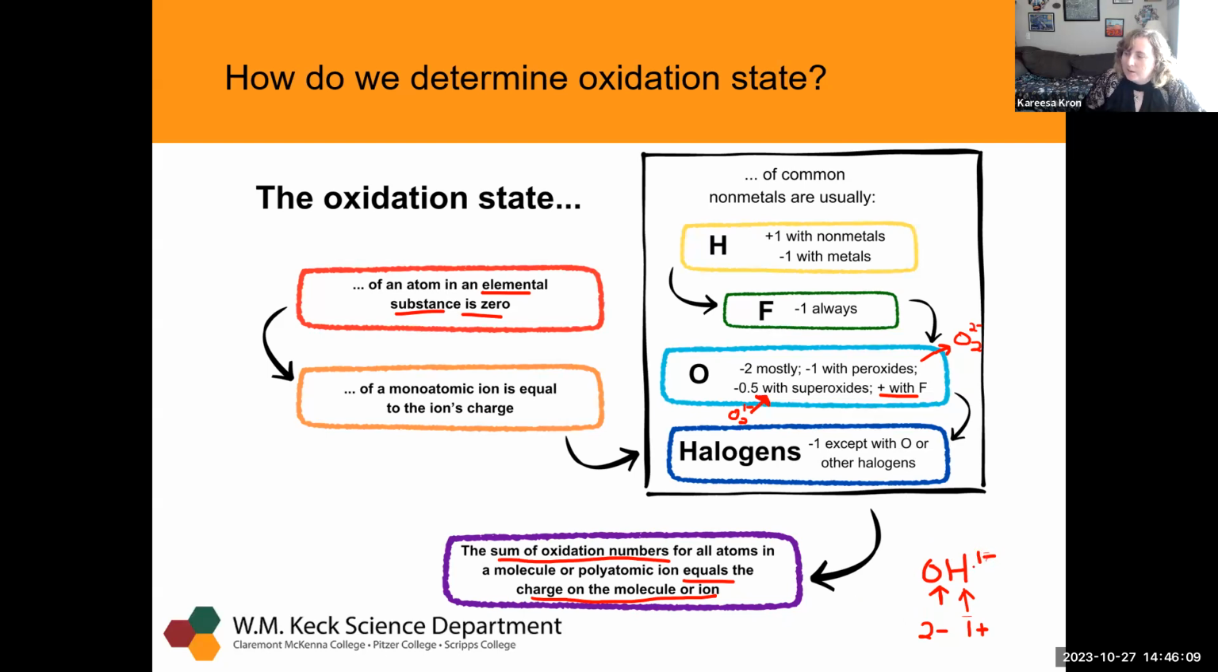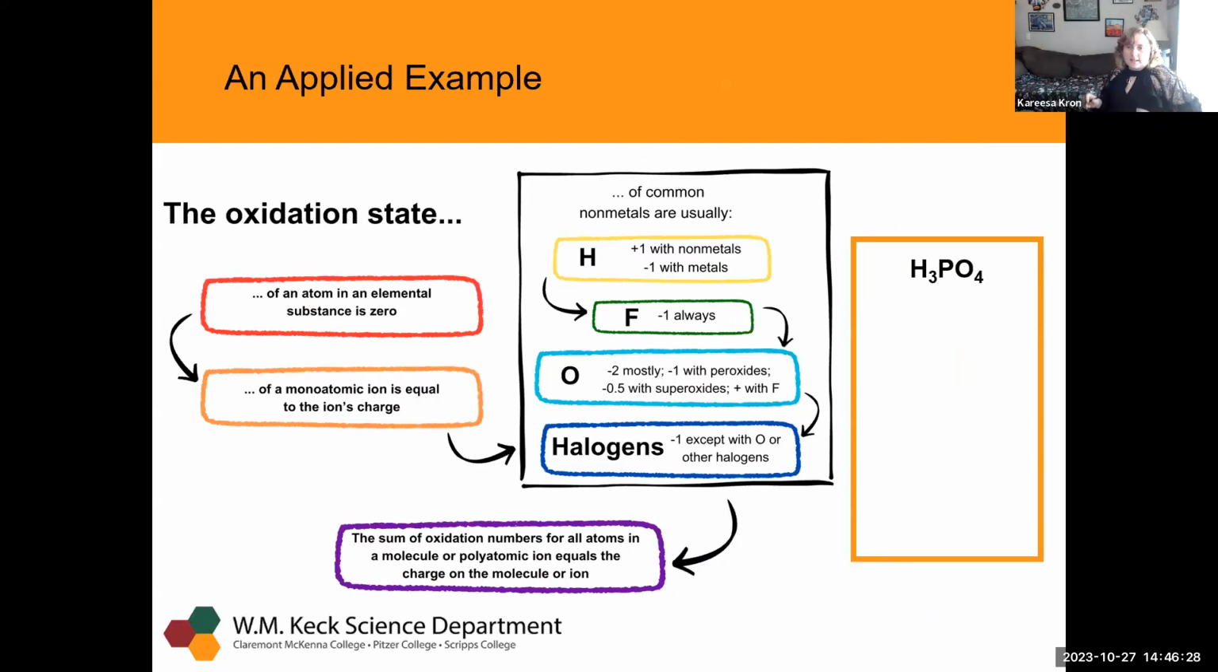And so this can help us for species where we don't have a rule. It helps us calculate what those charges are. And I'm going to walk us through an example on the next slide. But this is just a general layout of the rules in a way that I find easier to read than reading the text in the book. So let's talk about an example.